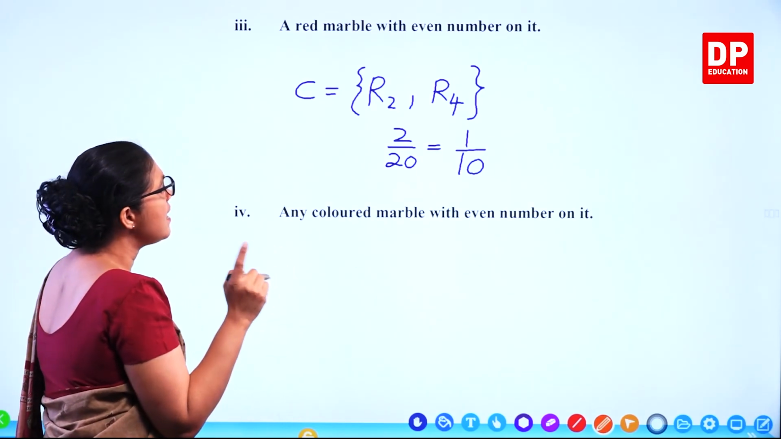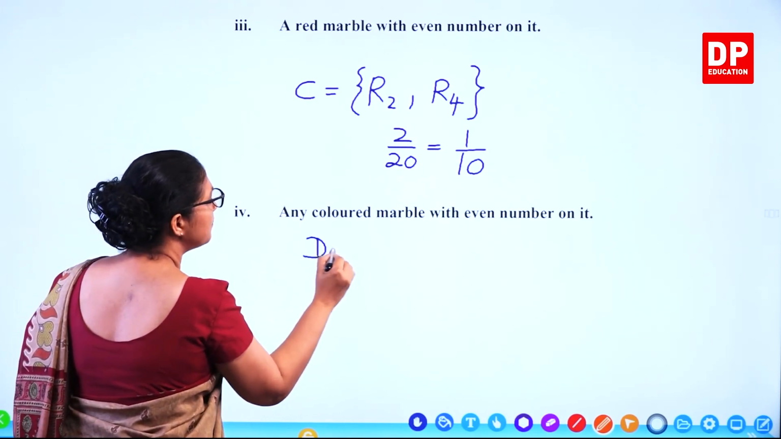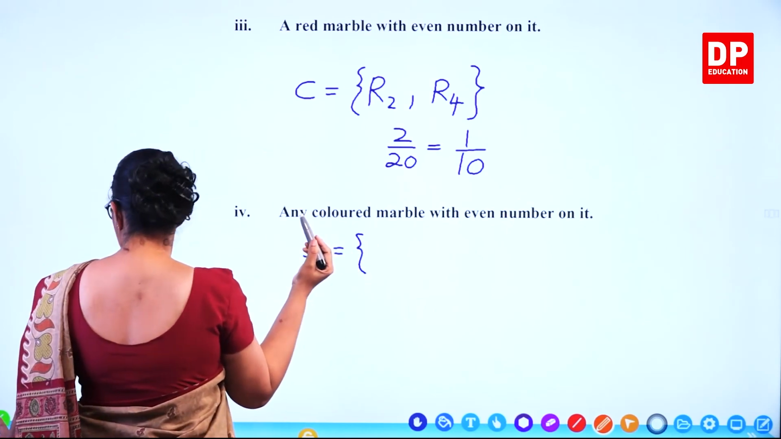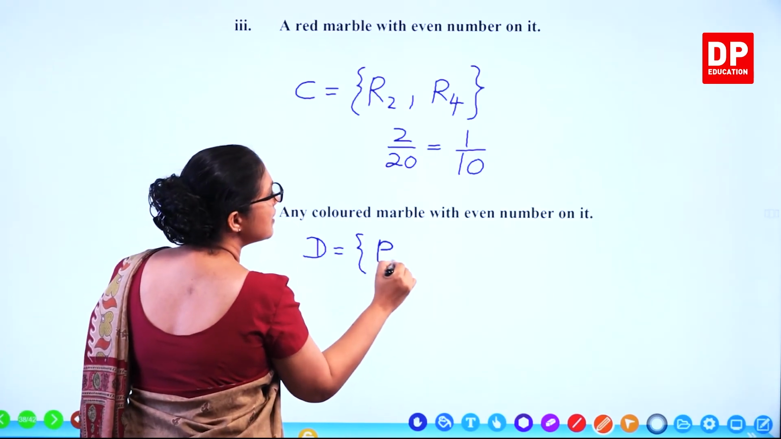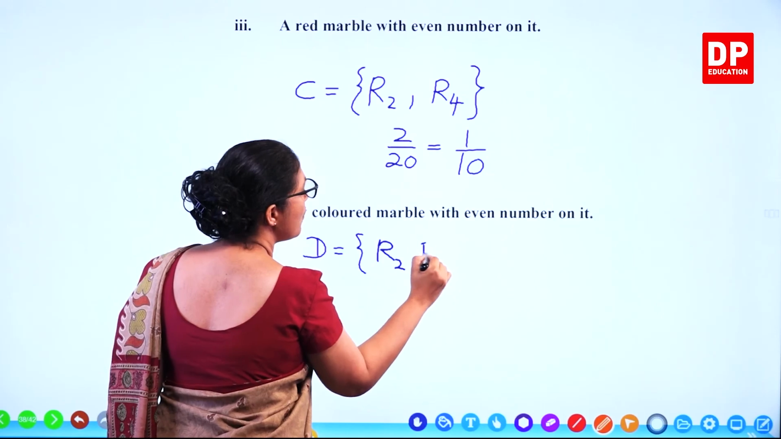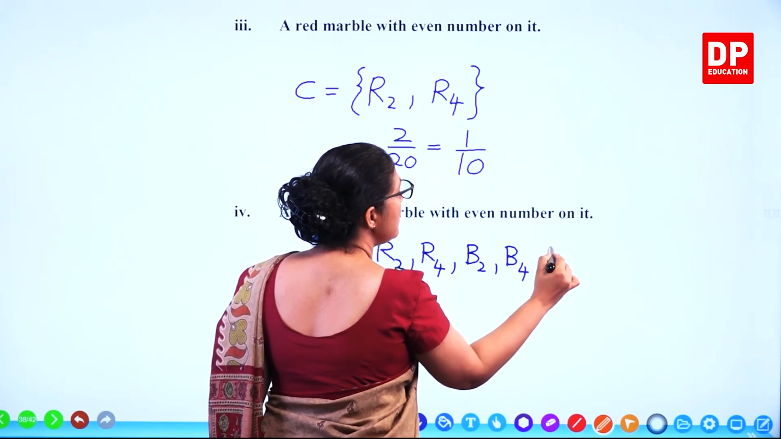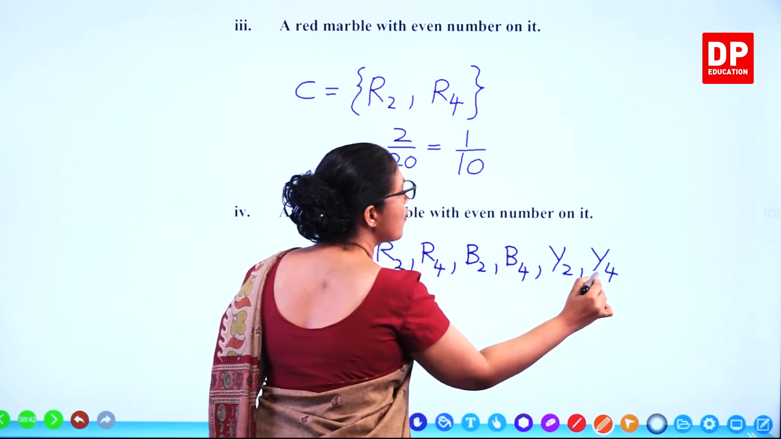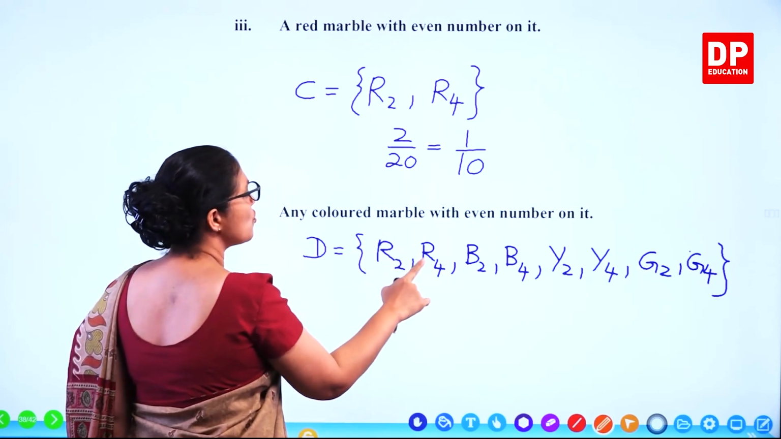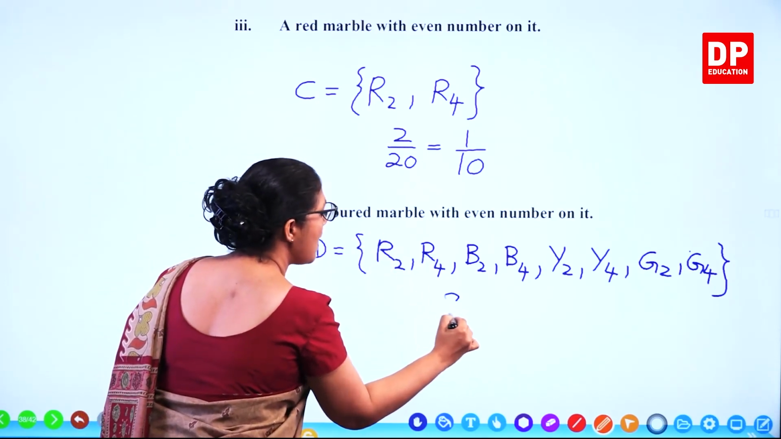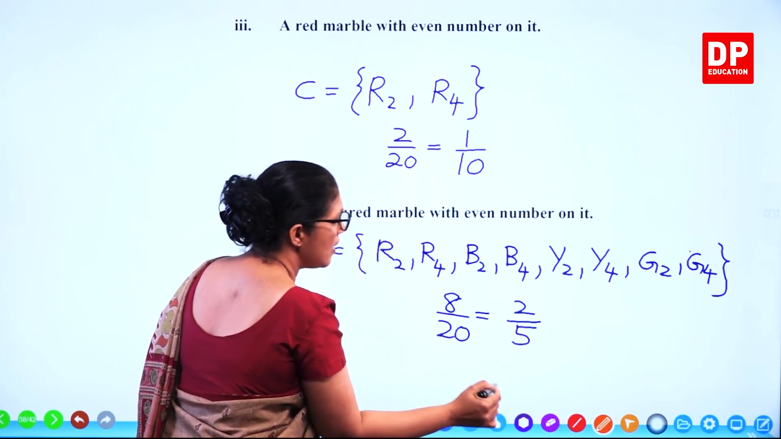And the fourth part, any colored marble with an even number on it. So what are the possibilities? I'll take D. We can take each color. So red, blue, green, yellow. Red, even number. Red 2, red 4. Then blue 2, blue 4. Then yellow 2, yellow 4, or green 2 or green 4. So what are the possibilities? 1, 2, 3, 4, 5, 6, 7, 8 possibilities are there out of 20. 4 times 2 and 4 times 5. 2 over 5.